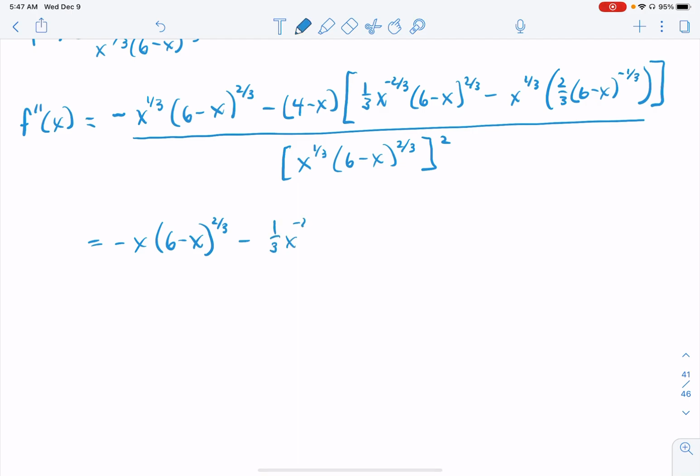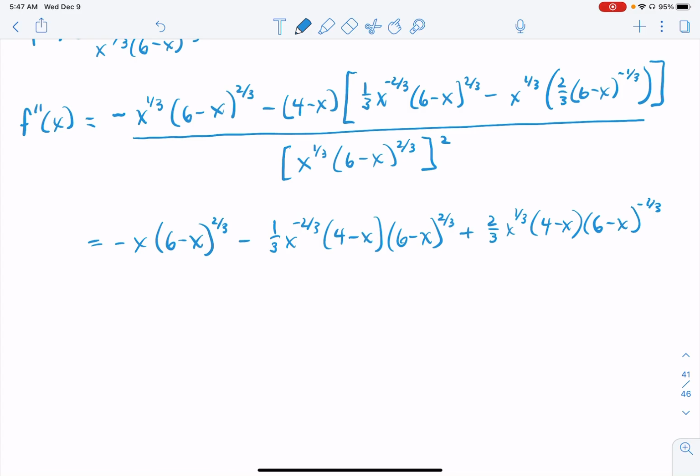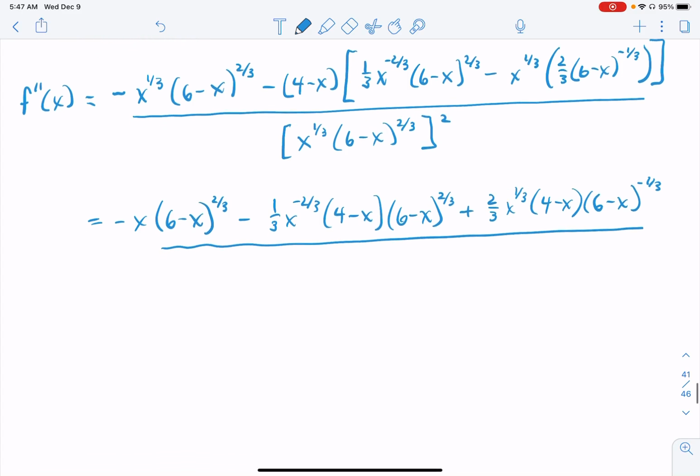-1/3 x to the -2/3, 4 minus x, and then 6 minus x to the 2/3. Okay, the negative times negative is going to cancel, make that positive. I'll bring this 2/3 out, so 2/3 x to the 1/3, 4 minus x, and then 6 minus x to the -1/3. Right? Okay, right? All of this over the denominator squared, which we can go ahead and square.